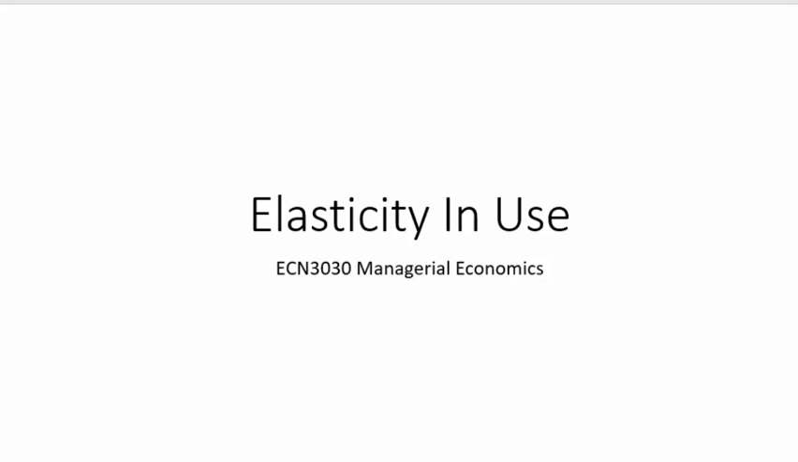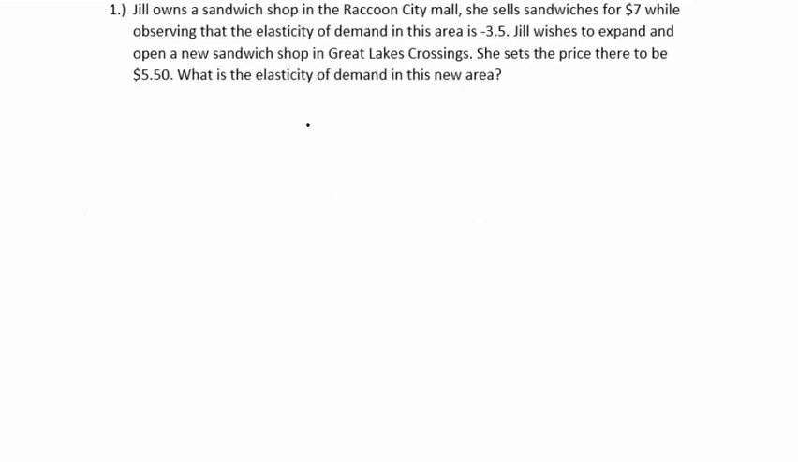In this video, we will be discussing elasticity in use and how it can be used to find price in new markets. So in this problem, we have Jill here. Our good friend Jill owns a sandwich shop in the Raccoon City Mall. She sells sandwiches for $7 while observing that the elasticity of demand in this area is negative 3.5.